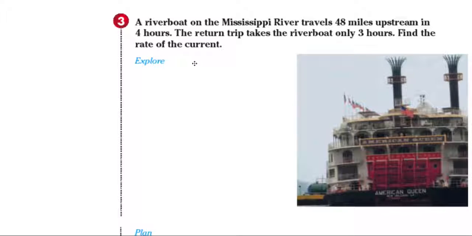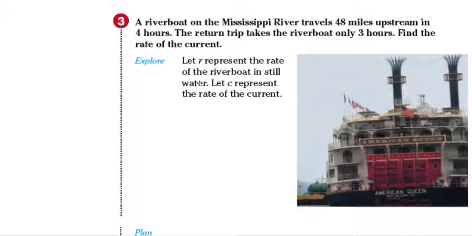So what do we know? Okay, and this is a good example of a current problem. Let r represent the rate of the riverboat in still water, and let c represent the rate of the current. So r will be the rate of the riverboat in still water, and c will be the rate of the current.